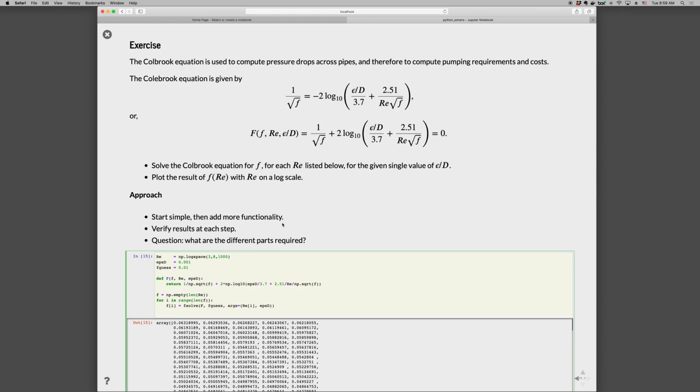Okay, so that's a quick intro to using the solver in Python.